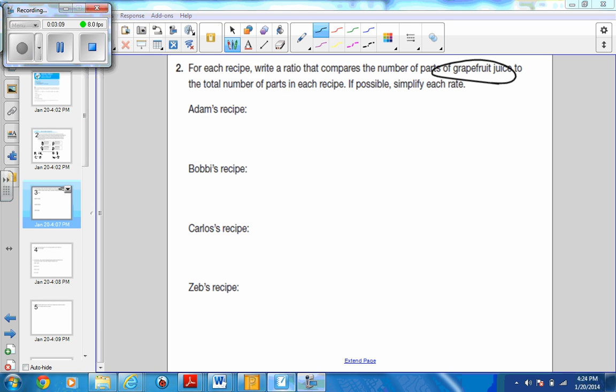So in question 2, it says, for each recipe, write a ratio that compares the number of parts of grapefruit juice to the total number of parts in each recipe. And it says, if possible, make sure you simplify. So reduce each ratio. Do that now. Look for the grapefruit on top to the total parts on bottom, and then simplify.